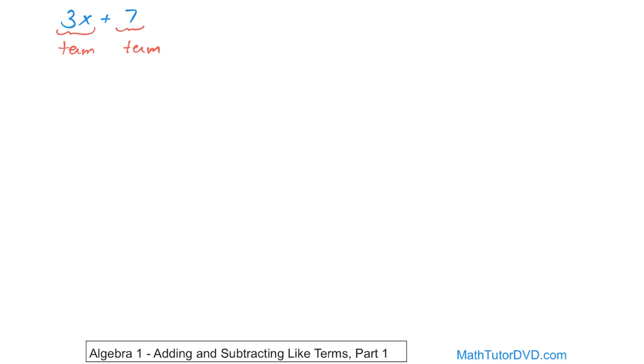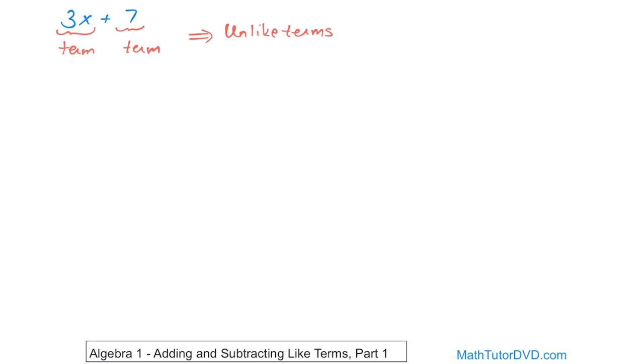Now we have to ask ourselves, are they like or unlike terms? Let me ask you, do they look like terms? Well, they do have numbers, that's true, but this term has an x, and this term has no x, it has no variable at all. So because they don't have the exact same variables, these are what you call unlike terms. So I'm going to write that down here. These are unlike terms.